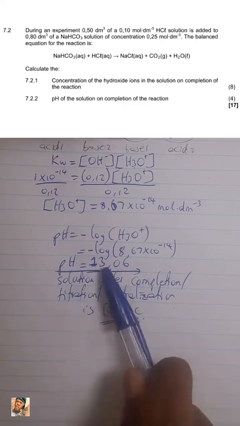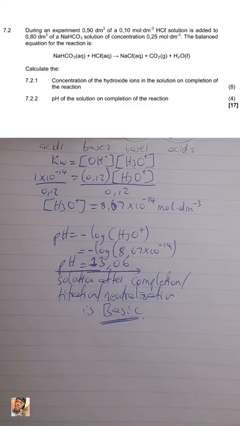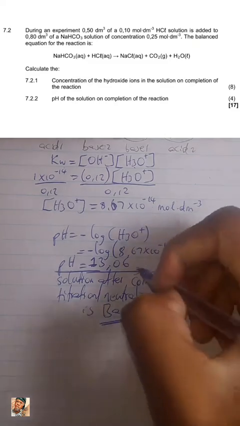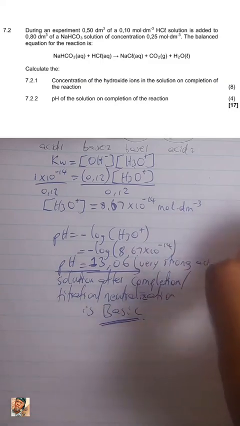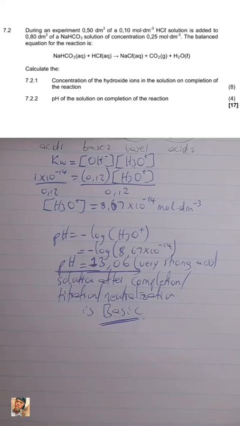So it makes sense for the solution to be basic because it is the base that is going to remain. So the pH of 13.06 makes sense. 13.06 means that this is a very strong base. So sodium hydrogen carbonate is a very strong base, from the pH that we have just calculated, because it is closer to 14. So that is how we answer this question, and that is how we get our 17 marks.